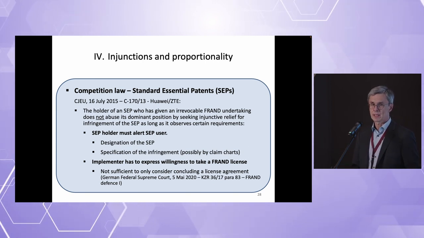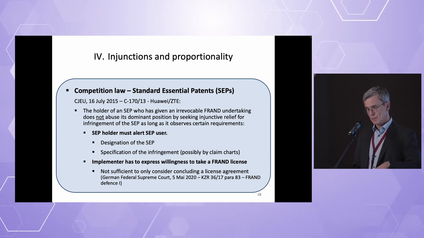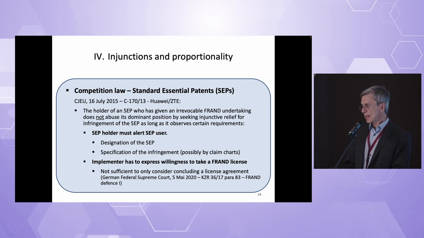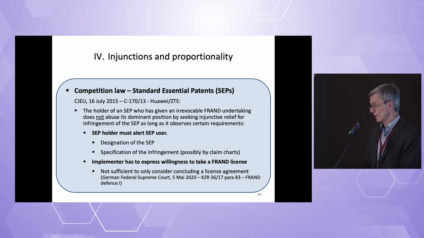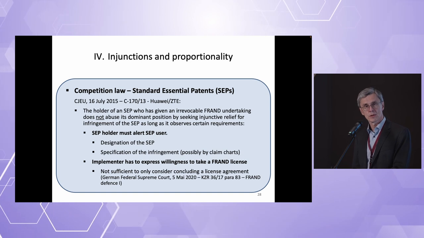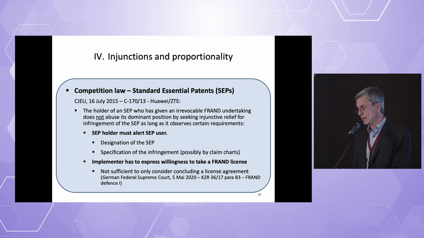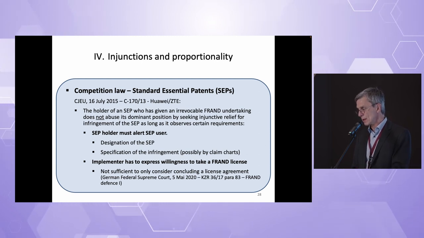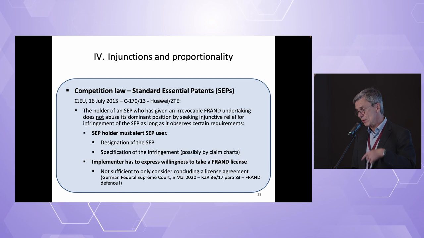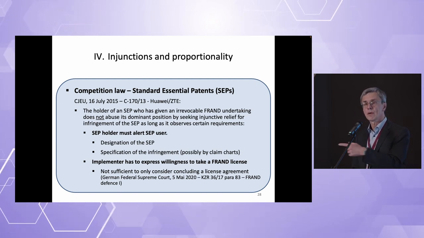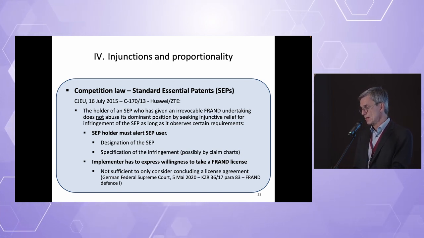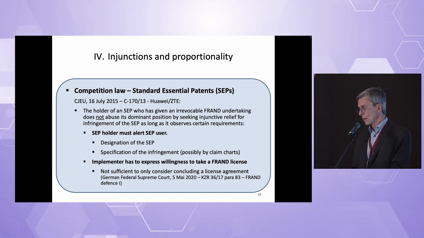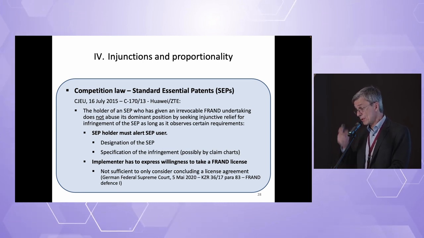One of the competitors is selling smartphones, making use of the standard where I have a standard essential patent. Then the SEP holder, under Huawei ZTE, has first to write a letter to that competitor and tell him, okay, according to my understanding, your product makes use of my patent. So designate the patent that is involved and specify the infringement. And that can be done, for example, by claim charts.